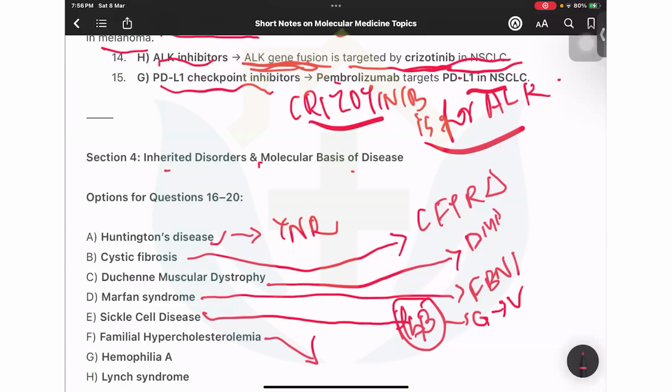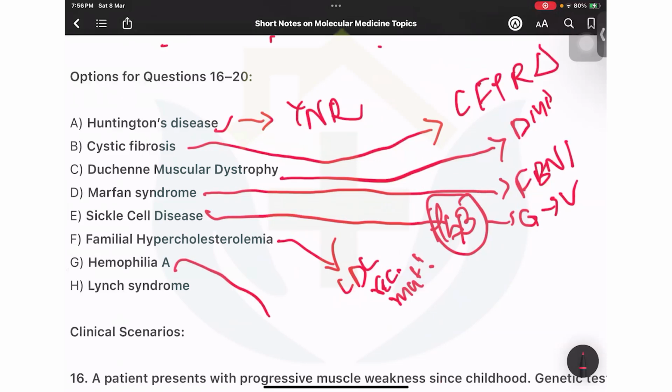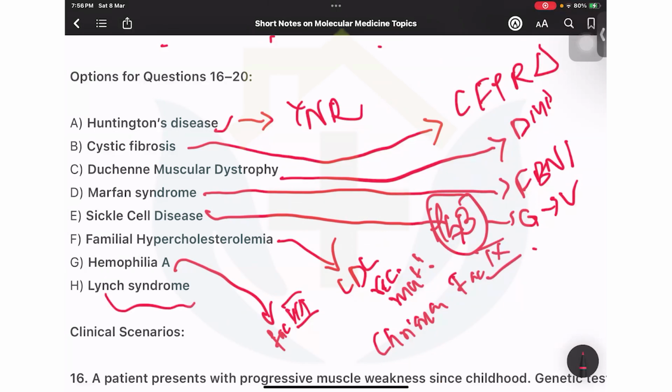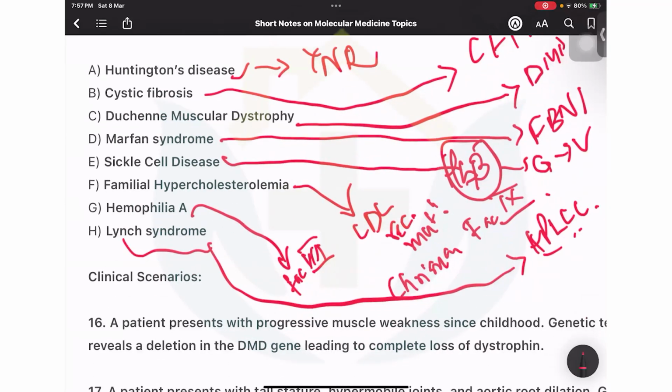Familial hypercholesterolemia, LDL receptor mutation. Hemophilia A, Factor 8. Christmas disease, Factor 9. Lynch syndrome, HNPCC, that is colorectal. Okay.